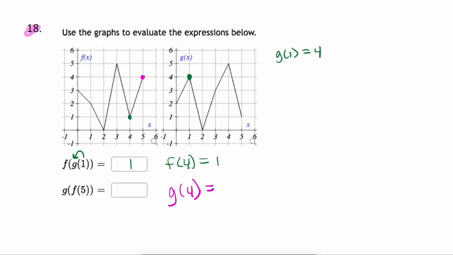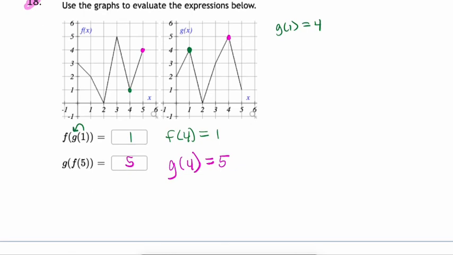So 5 has a height of 4. Now I'm going to go to the g function, and I'm going to find an x value of 4, and I'm at a height of 5. Hopefully that made more sense. So start with the inside function, work your way to the outside function. Okay. You guys okay with that one? Okay.